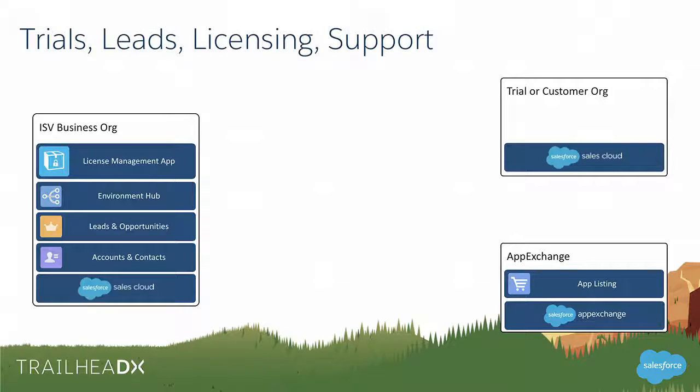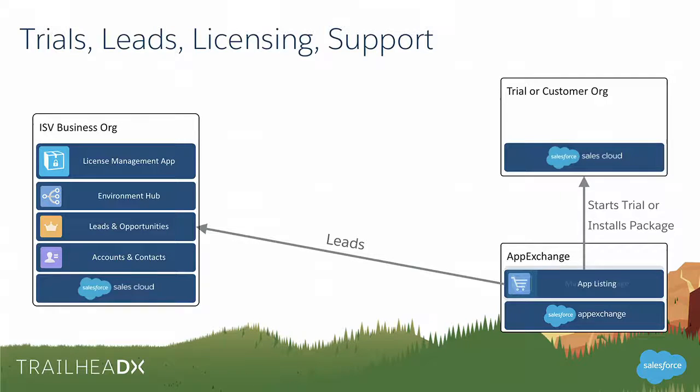And then we have a business org. A business org is another org that an ISV partner would use, which allows them to do things like manage licenses and manage leads. You can see that we have the license management app installed there. This is a managed package that we as Salesforce provide to partners, which allows you to do things like remotely manage access to the packages. And so what typically happens is the AppExchange is a source of leads to the ISV partner business org.